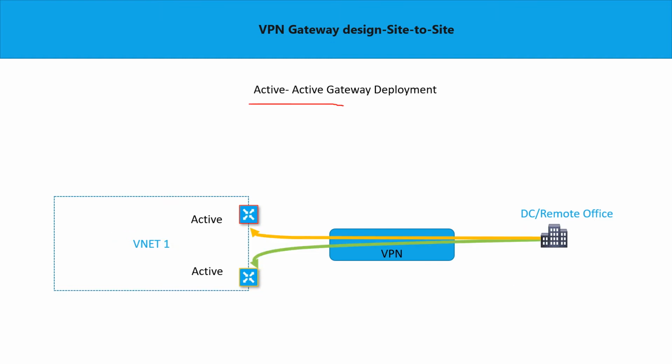This is the active-active gateway deployment, and you can see I have two tunnels. One is from the DC location to the active one, and my other tunnel goes to the other active VM, which is part of the VNet 1.